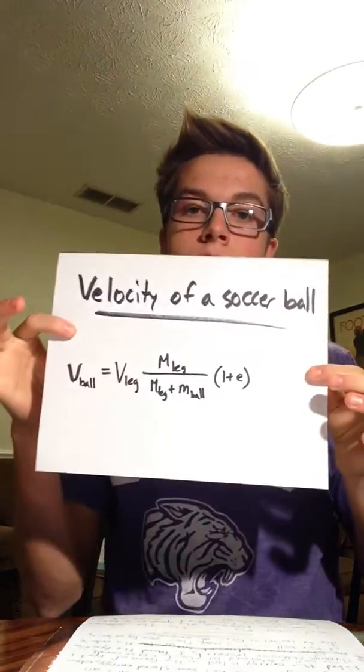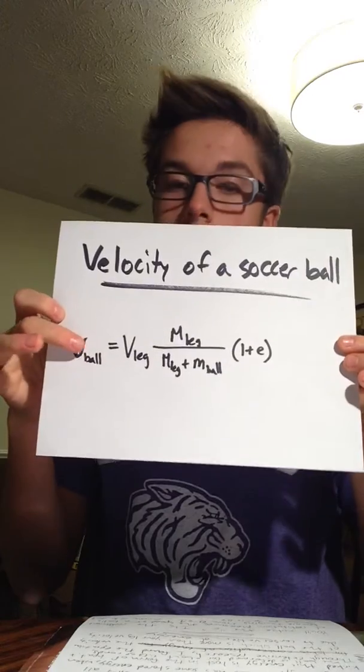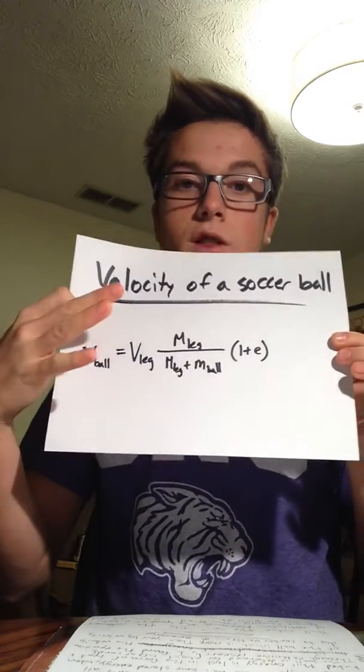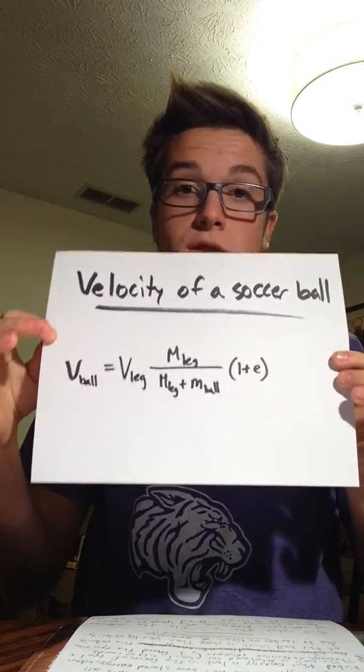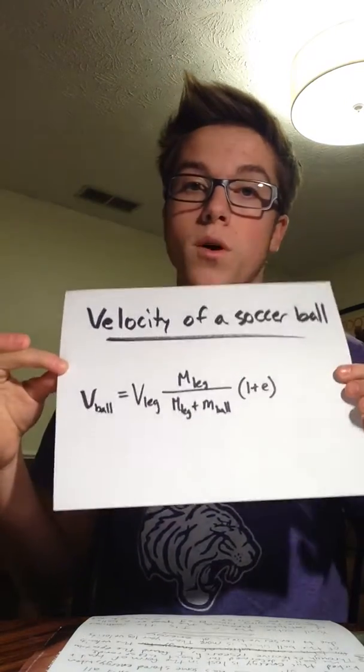I was able to find the equation used to describe the velocity of a ball when you kick it, and that is seen here. In the equation, velocity of the ball equals the velocity of your leg times the mass of your leg over the mass of your leg plus the mass of the ball, times 1 plus E. Now, E is the coefficient of restitution, which measures the speed of the ball's bounce.